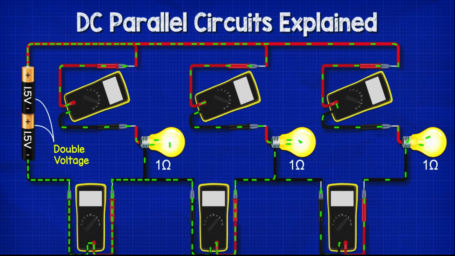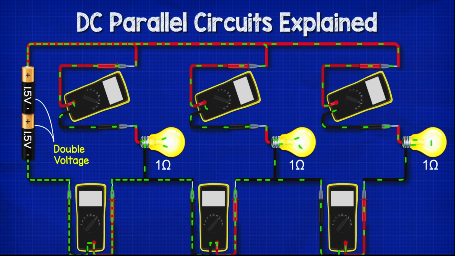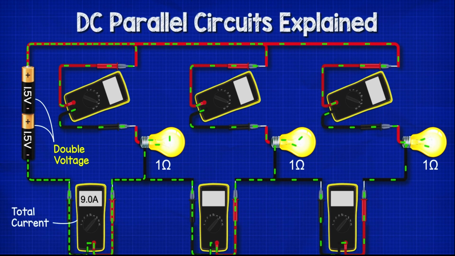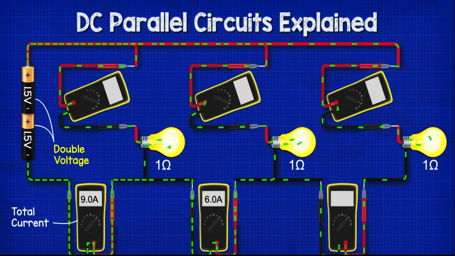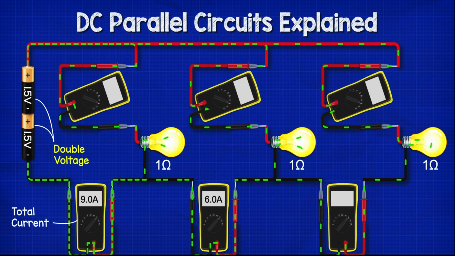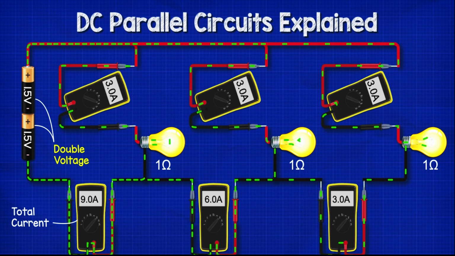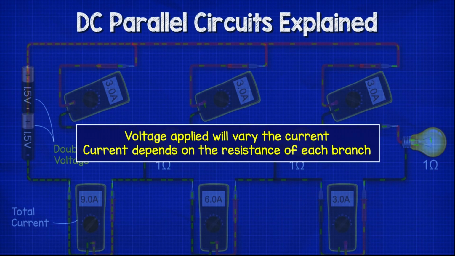If we double the voltage from 1.5 volts to 3 volts, then the current will double also. The total current increases to 9 amps, the current between lamps 1 and 2 increases to 6 amps, and each lamp now experiences 3 amps of current. So from this, we can see that the voltage applied will vary the current. The total current also varies with the resistance of each branch and how many branches are connected.